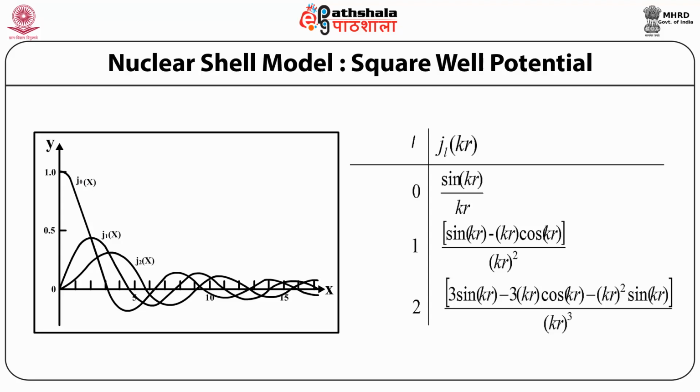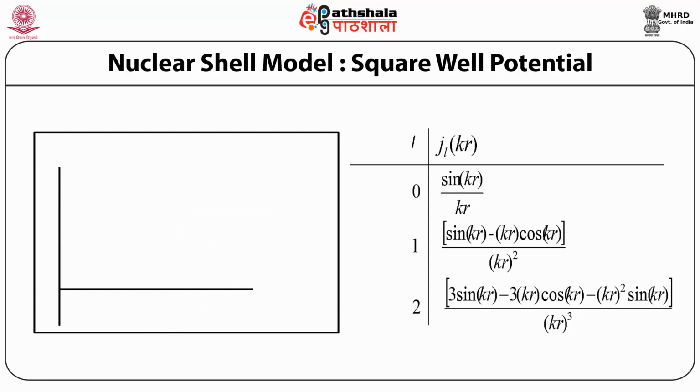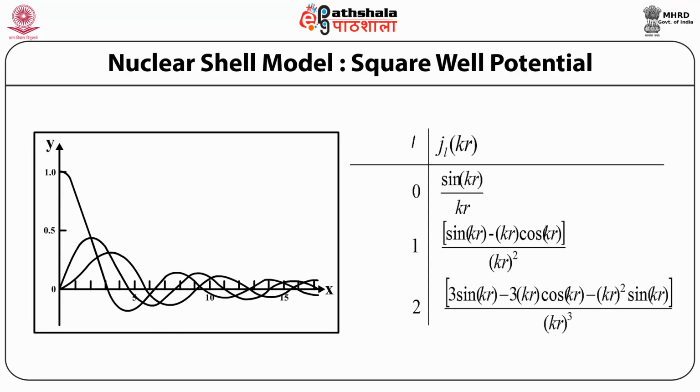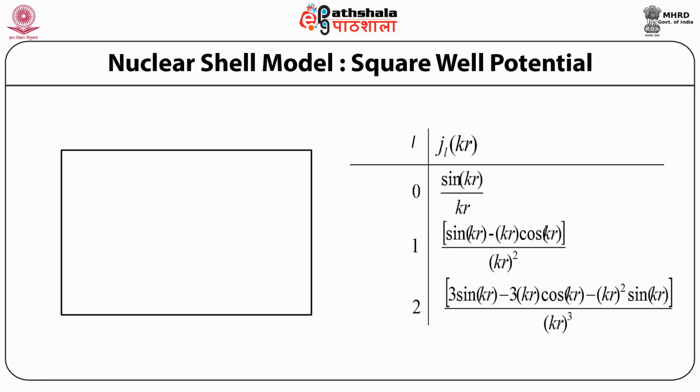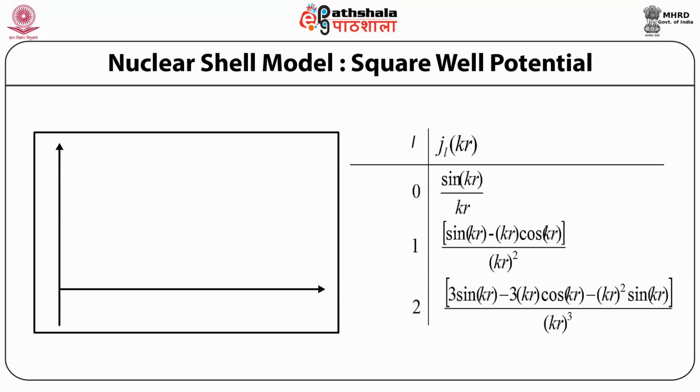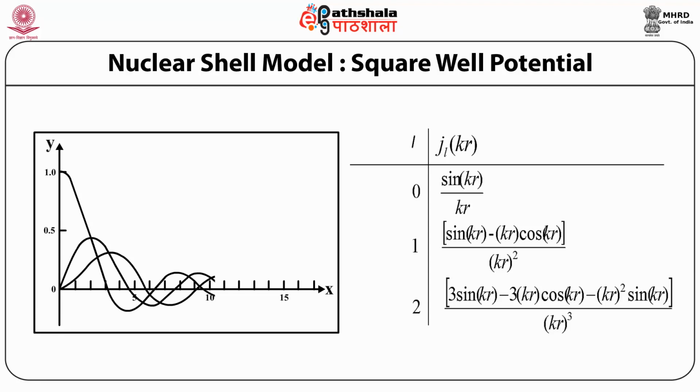Similarly, we can take L equal to 1. When we plot J_1(x) as a function of x, we find that this curve also cuts the x-axis at various places. In a similar way, we can assume different values of L like 0, 1, 2, etc., and plot as a function of x. We find that these curves cut the x-axis at various places. The places where these wave functions cut the axis will give you the numbers of how many shells there are.